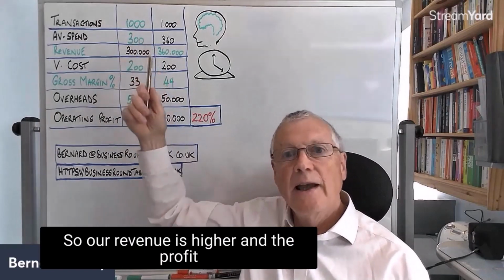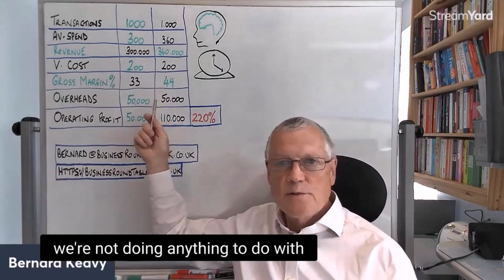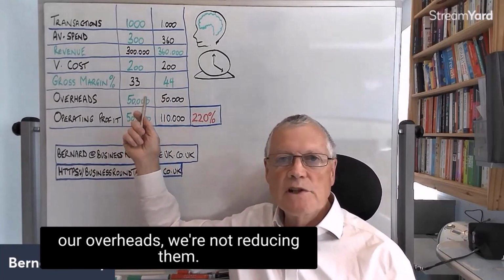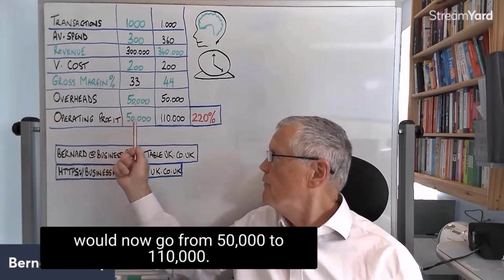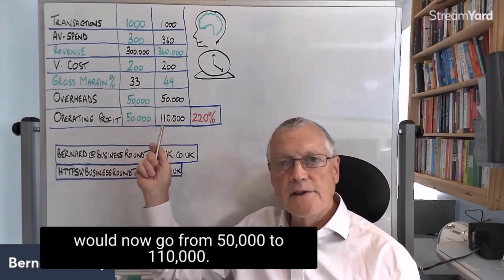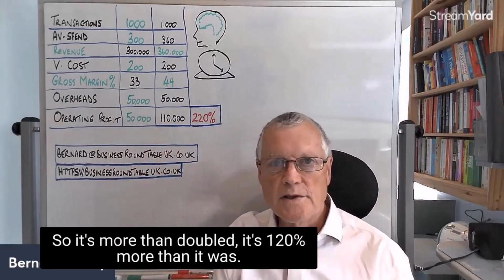So our revenue is higher and the profit bit of it is a higher percentage. But we've still got the same overheads. We're not doing anything to do with our overheads. We're not reducing them. And our net profit, our bottom line profit, would now go from 50,000 to 110,000. So it's more than doubled. It's 120% more than it was.